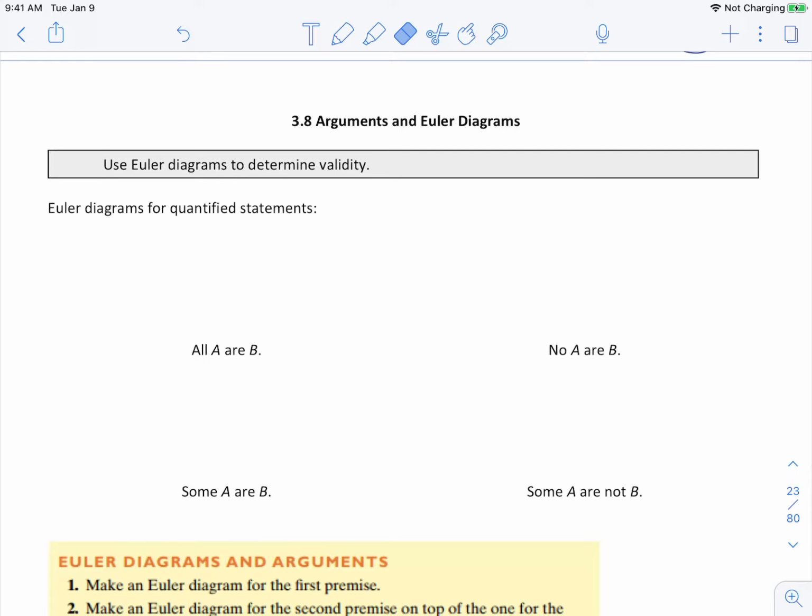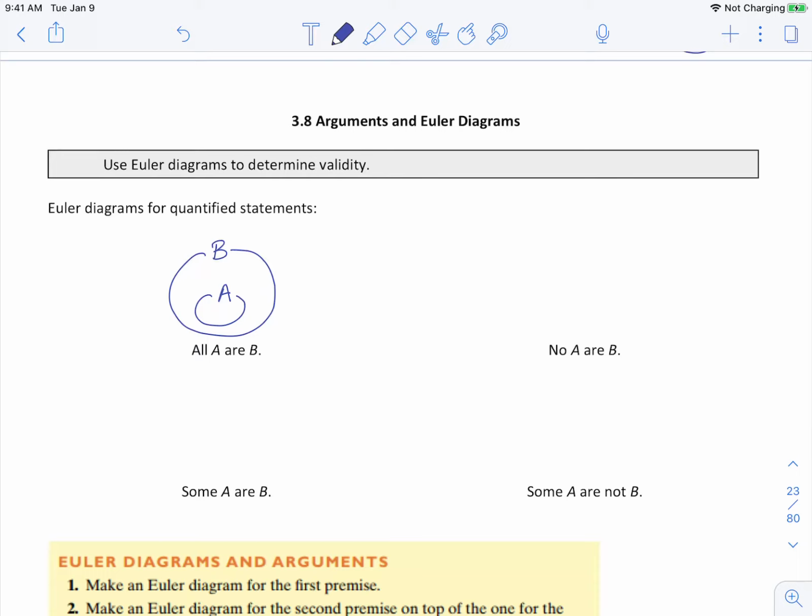Hi everyone, today we're doing our last section of notes for chapter 3, and this is on arguments and Euler diagrams. First, we're going to draw an Euler diagram for each of the quantified statements. We have all A are B, so what this means is that we have a circle for group A, and because all of A are also B, it means our group B is going to be completely around group A.